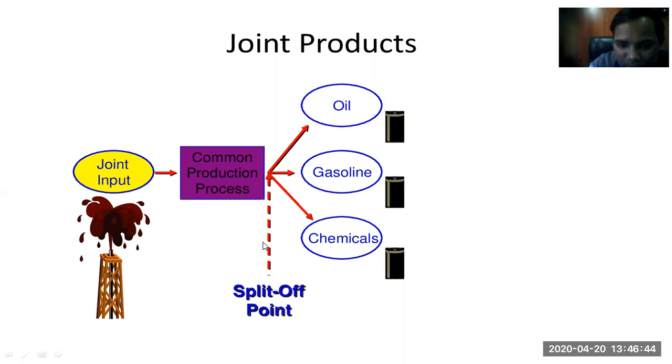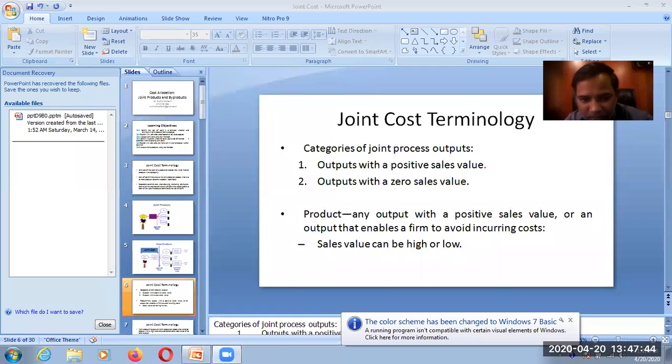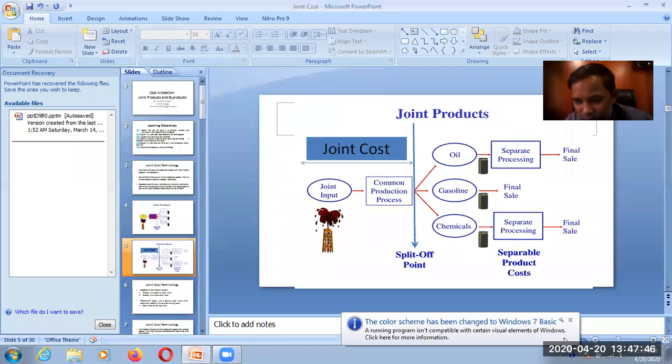This is a point from where you are able to find oil, gasoline, chemicals, various things come into the picture. Now these are identifiable products. They are no more a joint input. So this point is known as the split off point. Let's go to the next slide to understand in more detail. So this is any cost that is being incurred right from here.